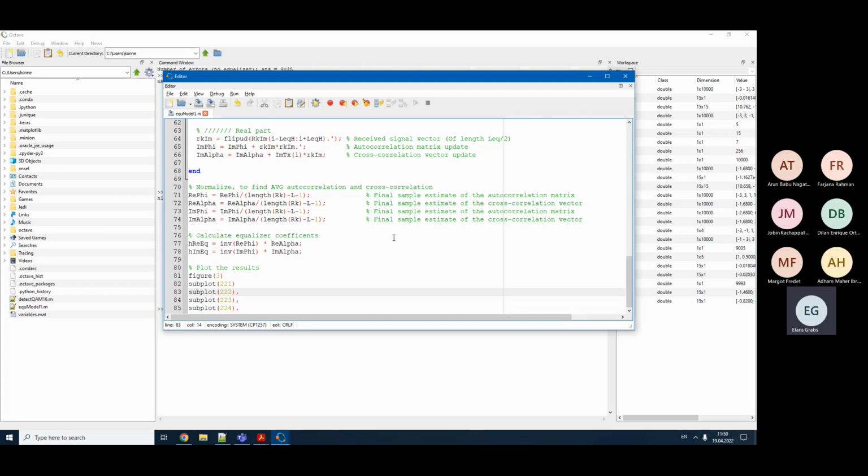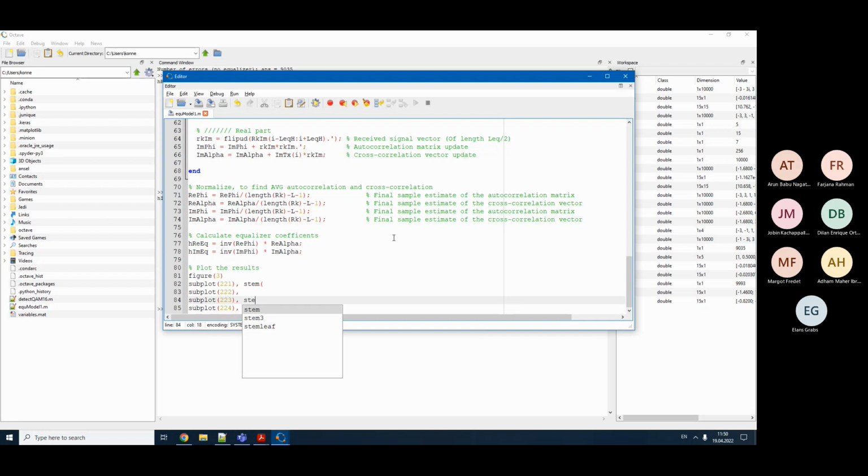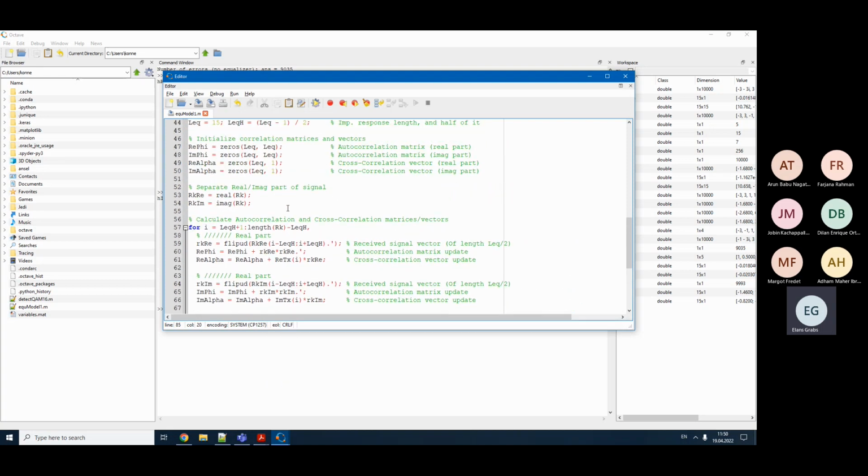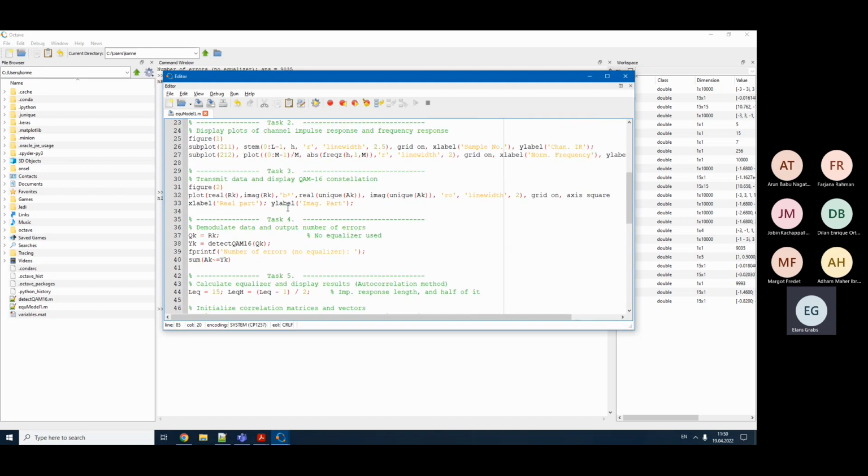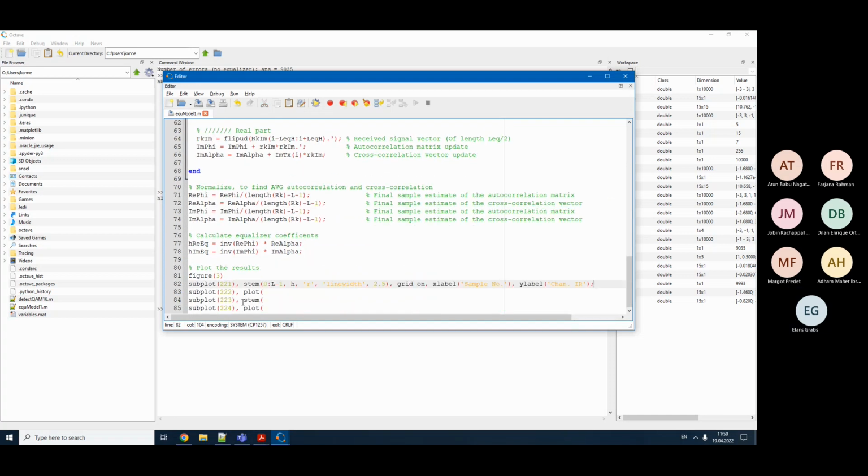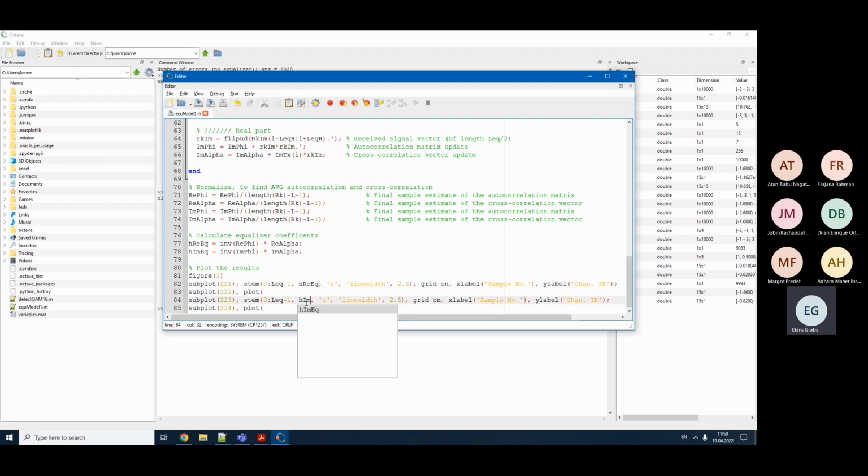Now, for the impulse response, we are going to use stem. For the frequency response, we are going to use plot. And in fact, we already displayed similar plots for the channel. So I'm going to copy this entire line and replace it here with LEQ. Here, accordingly, H real EQ, H imaginary EQ.